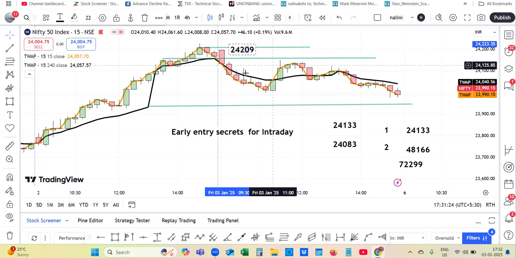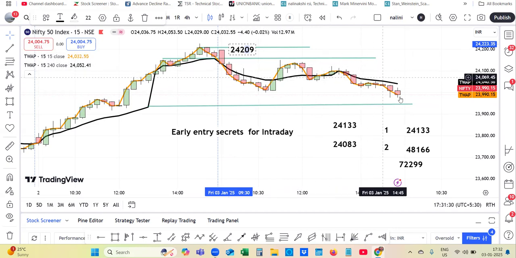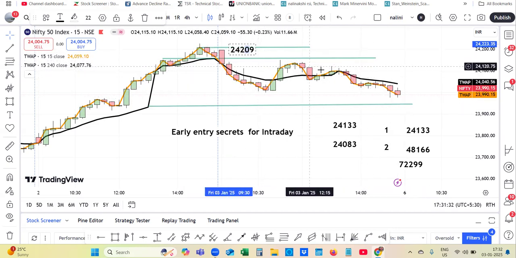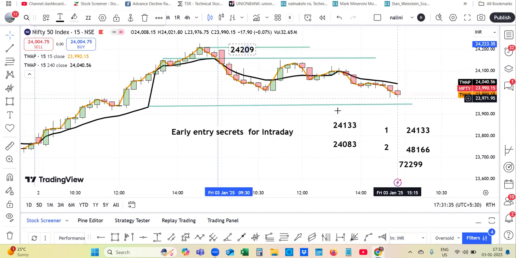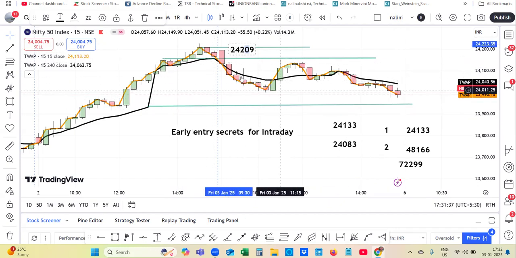Today's market move was a type of whipsaw movement. It was going up, coming down, it was not a straightforward fall. Even though the market direction was negative, in between it started moving up and down. See, if it starts moving up, you will get confused. You will start thinking the market is reversing and you will go long.